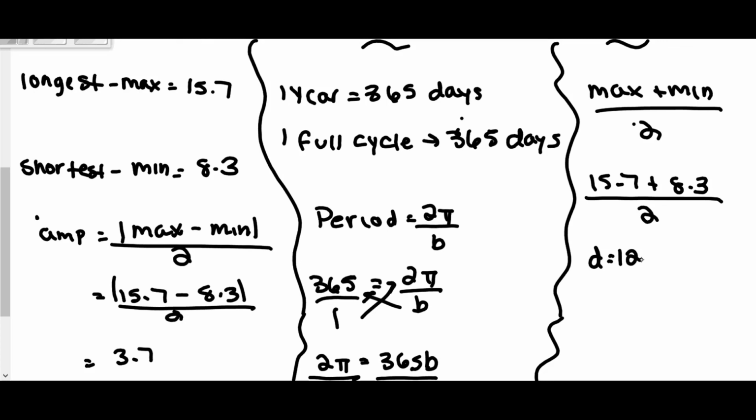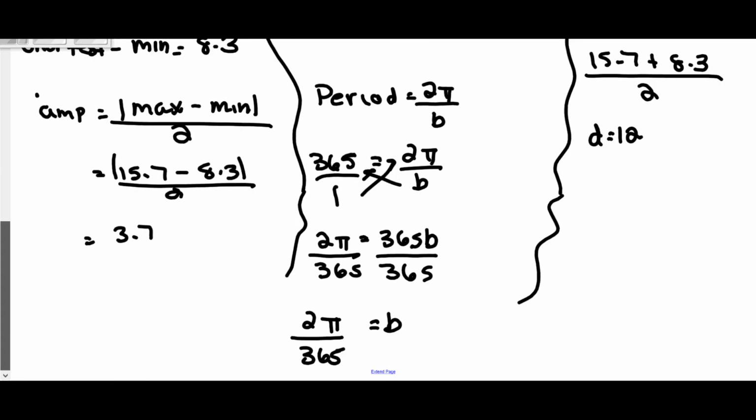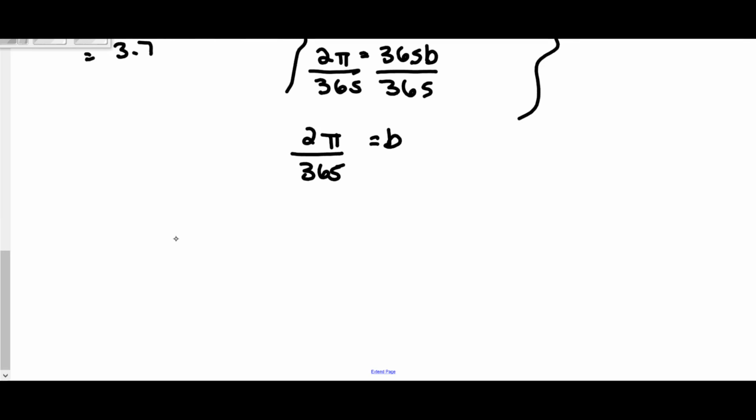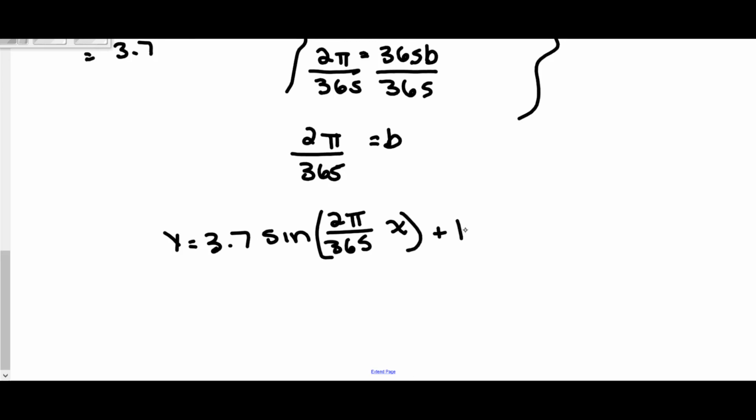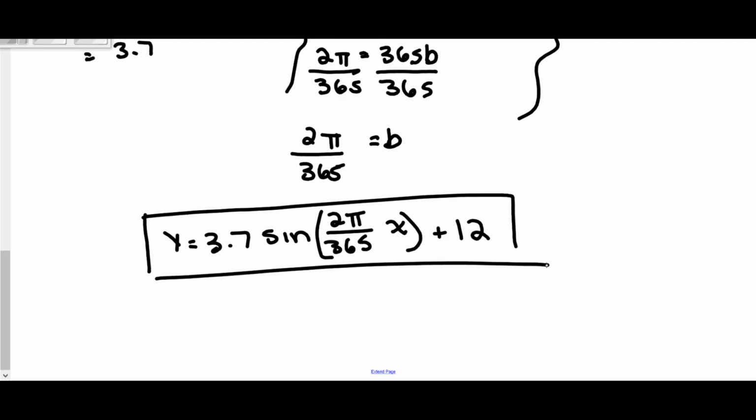Now we don't have any phase shifts here, so we don't need to worry about our C value. We have all the information we need, so we can finally put it all together and write our equation. So y equals, A is our amplitude, 3.7, sine, B is 2 pi over 365, times x, plus or minus c, we don't have a phase shift, so we don't need to include it, plus 12. So that is the equation that models this situation.